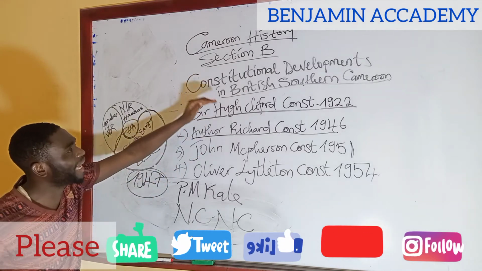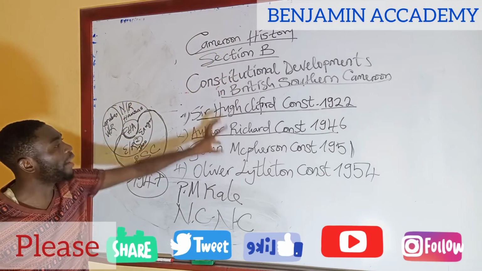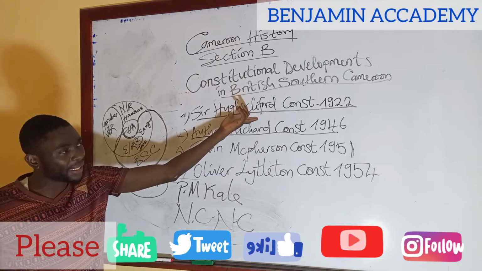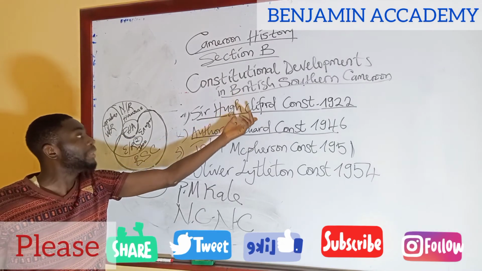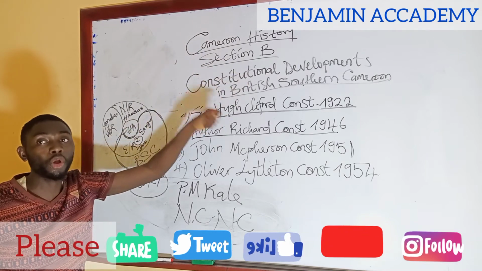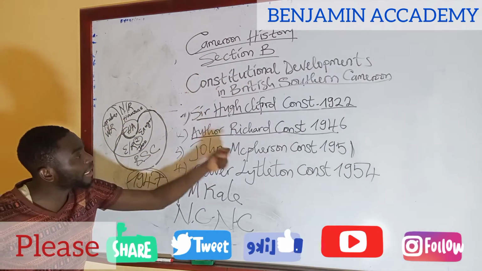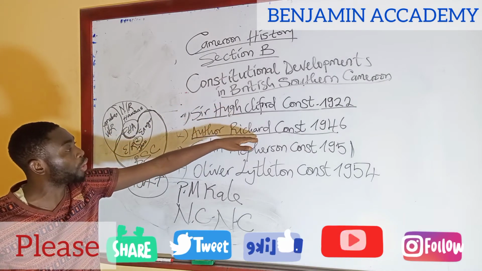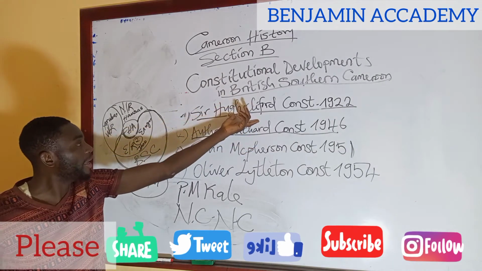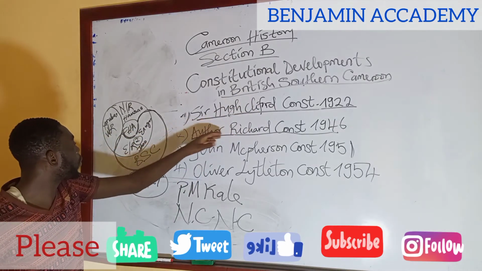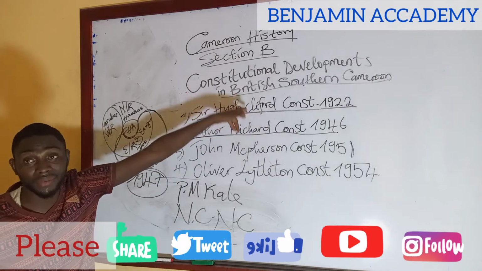Now we are looking at constitutional development. We have looked at how the Clifford Constitution emanated from an old Nigerian council that was created under Lugard. After the Clifford Constitution, we looked at how Richards came up with a constitution to modify the Clifford Constitution by adding 2 seats to Southern Cameroon, where Southern Cameroon had been given just 1 seat.